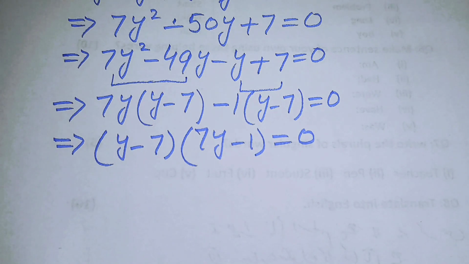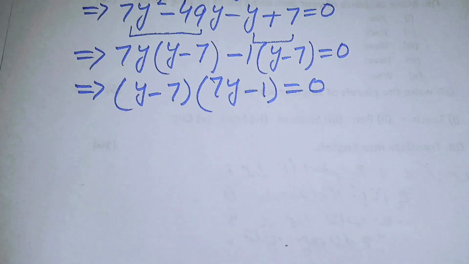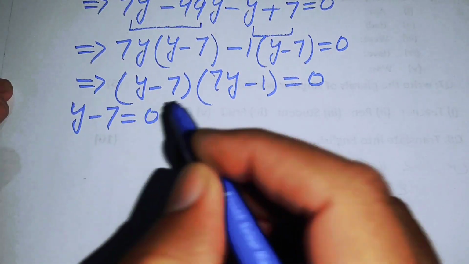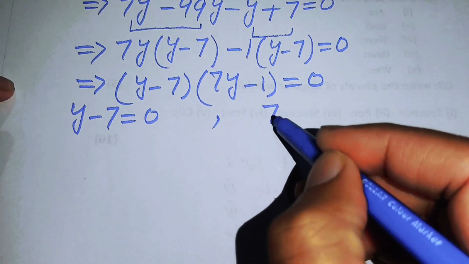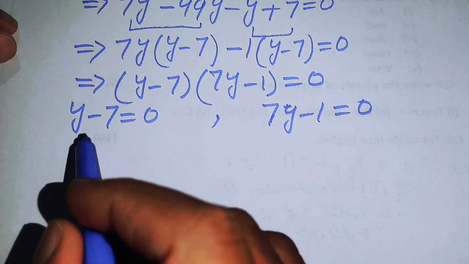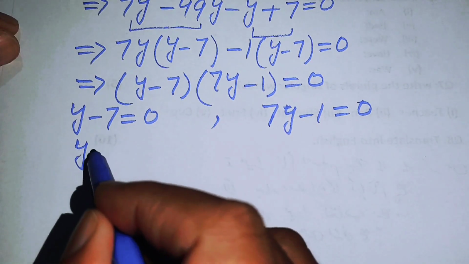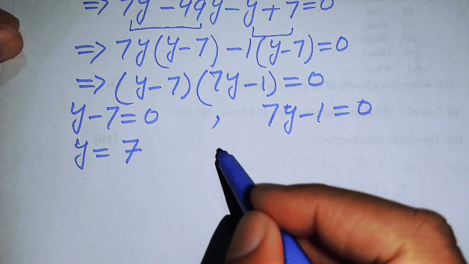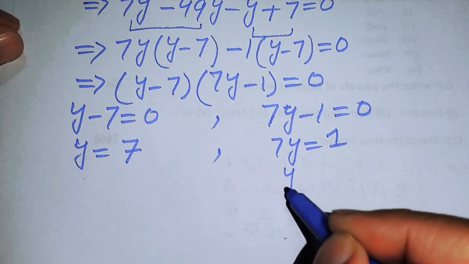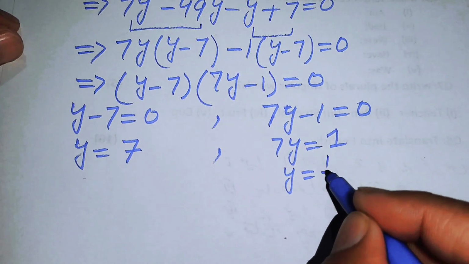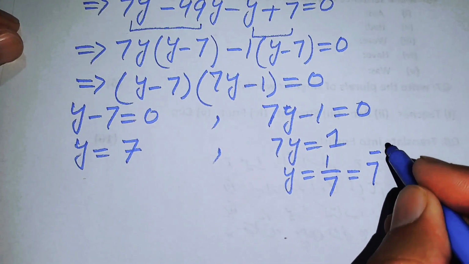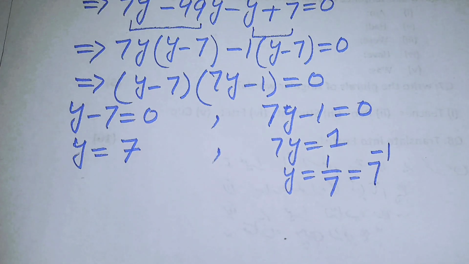After this step we have two cases. The first case is we take y minus 7 equals 0, and the other case is we take 7y minus 1 equals 0. In the first case you will get the value of y equals 7, and in the other case you will get 7y equals 1, and y equals 1 over 7. And when you move this 7 to the upside, then you get 7 to the power of minus 1.